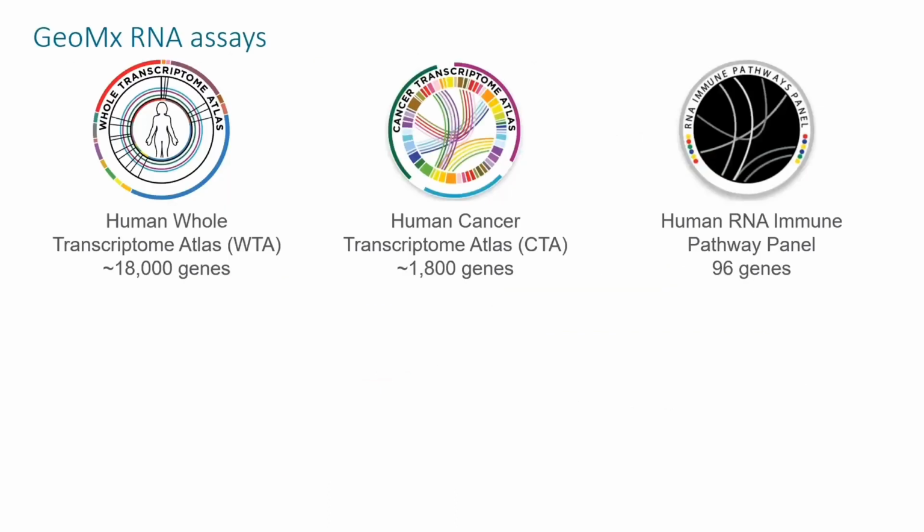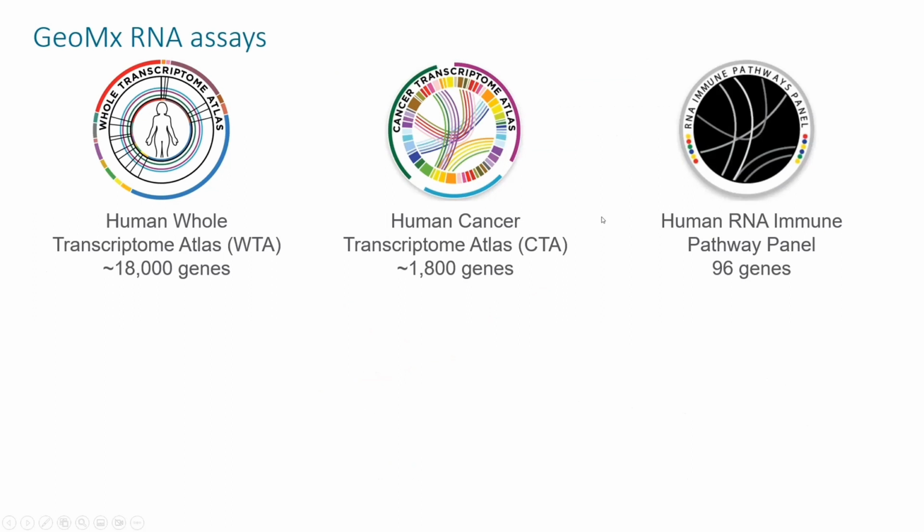So what assays are available? Well, for human assays, there is the Human Whole Transcriptome Atlas, covering more than 18,000 genes. There's only 1 probe per gene, whereas if you go for the smaller assays, here we have the Human Cancer Transcriptome Atlas, there are 1,800 genes, and then there are 5 probes per gene in this assay. And then finally, you can go to smaller panels as well.